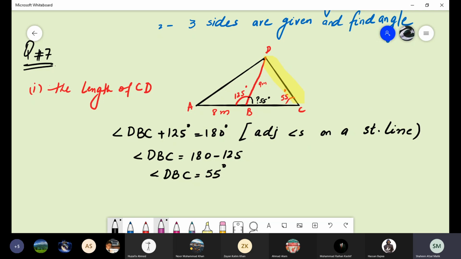If this is 55 degree, this is 55 degree. Can you see that it looks like an isosceles triangle? This is 55, this is also 55. So what is the condition of the isosceles triangle? If this is an isosceles triangle, these two angles are equal. So if this side is 9 meter, what should be this side?